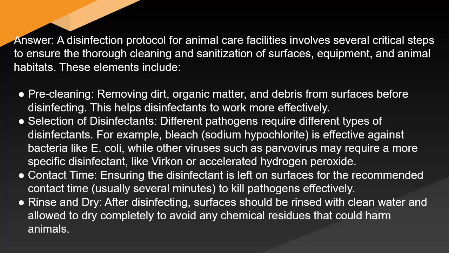Selection of disinfectants. Different pathogens require different types of disinfectants. For example, bleach, sodium hypochlorite, is effective against bacteria like E. coli, while other viruses such as parvovirus may require a more specific disinfectant like Virkon or accelerated hydrogen peroxide. Contact time, ensuring the disinfectant is left on surfaces for the recommended contact time, usually several minutes, to kill pathogens effectively. Rinse and dry. After disinfecting, surfaces should be rinsed with clean water and allowed to dry completely to avoid any chemical residues that could harm animals.